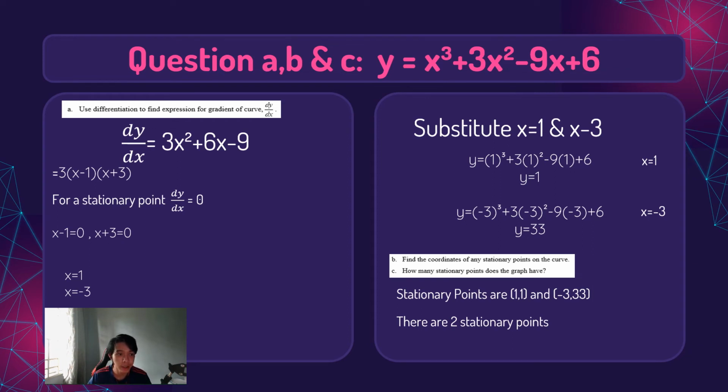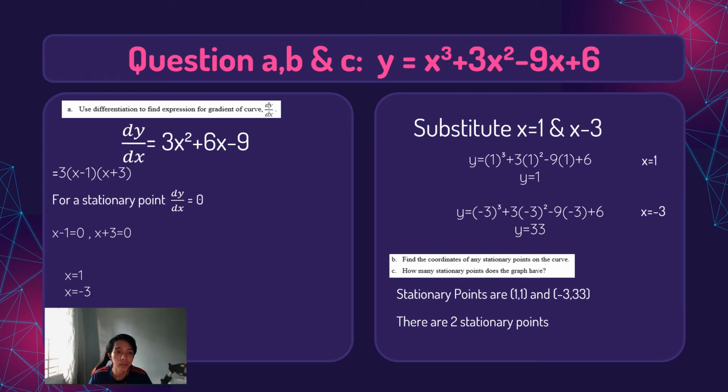For a stationary point, dy/dx equals 0, so we set both parentheses to 0, and they both will result in 0. To find x, we bring negative 1 and positive 3 to the right side, and we will get x equals 1 and negative 3.